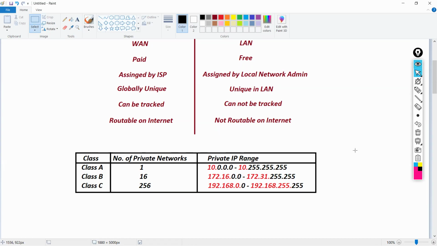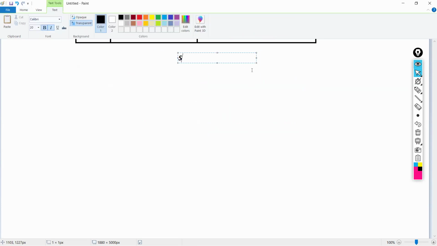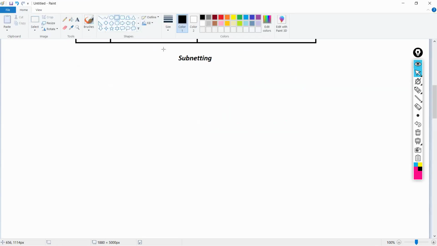Okay, so there was a task for you to check classful and classless subnetting. Did you check? What is classful? What is classless? That is FLSM and VLSM. Those are two approaches used in classless subnetting.